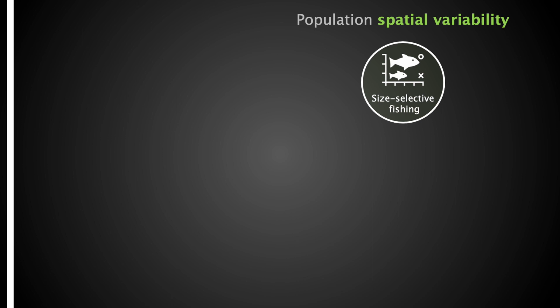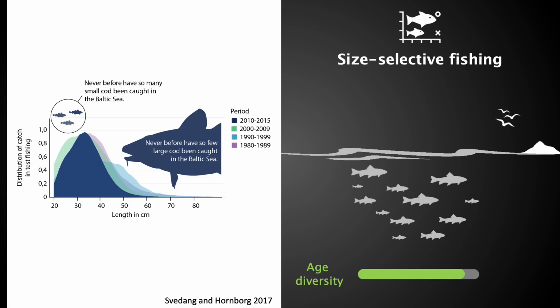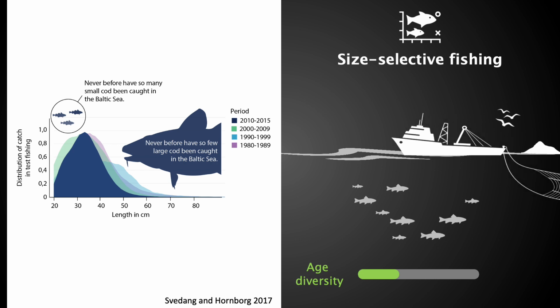Looking at the effect of size selective fishing, the size selectivity of many fisheries, particularly when coupled with prolonged overfishing, can alter the age and size structure of marine fish stocks, as older and larger fishes are often subject to more intensive harvesting than their younger counterparts. In turn, the reduced age diversity can alter the spatial variability of fishes.